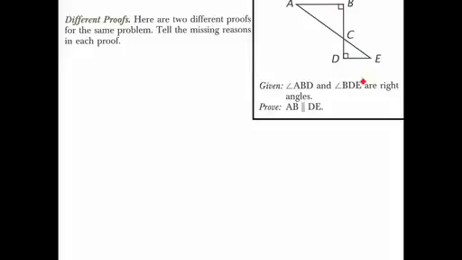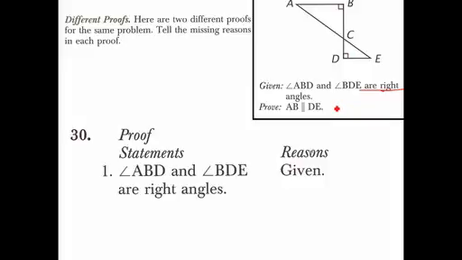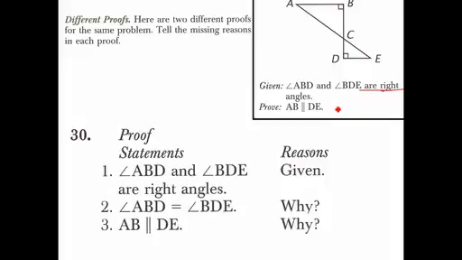Same picture, the givens are a little different. Now we're saying that they're right angles. Can you prove that AB is parallel to DE? Two Y's to fill in.